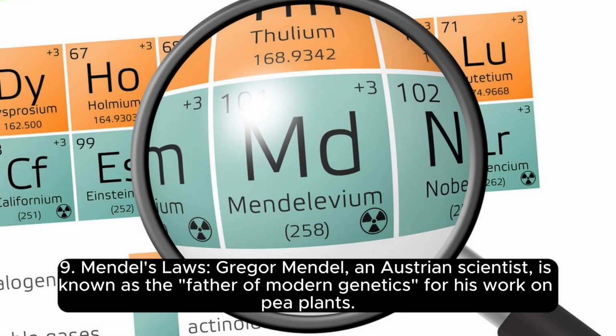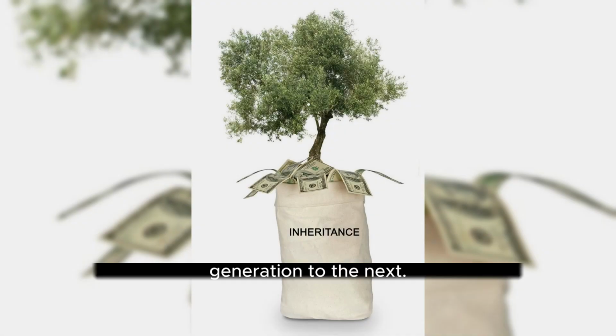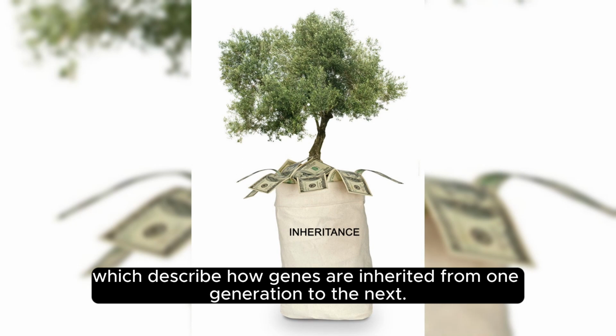9. Mendel's laws. Gregor Mendel, an Austrian scientist, is known as the father of modern genetics for his work on pea plants. He formulated the laws of inheritance, including the law of segregation and the law of independent assortment, which describe how genes are inherited from one generation to the next.